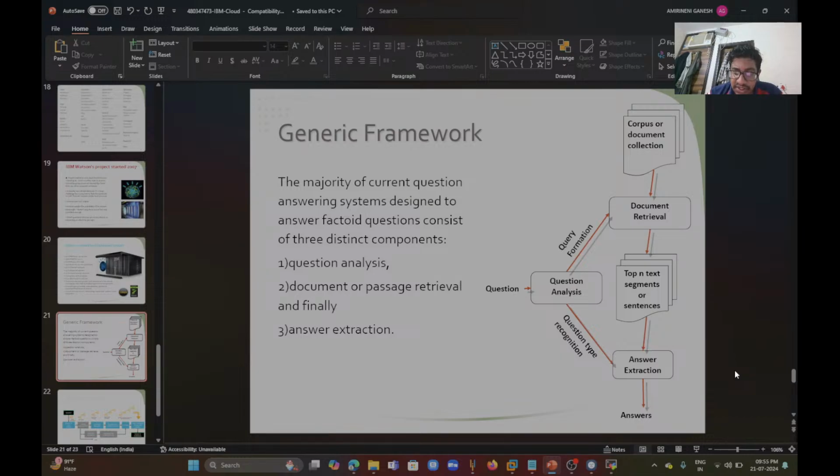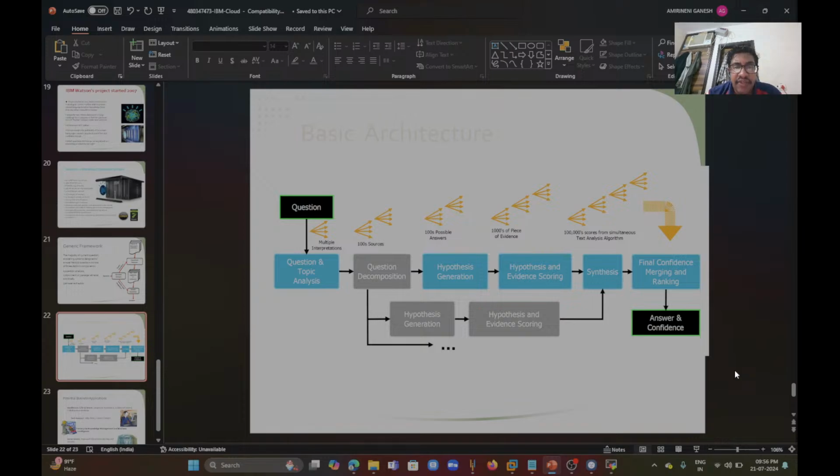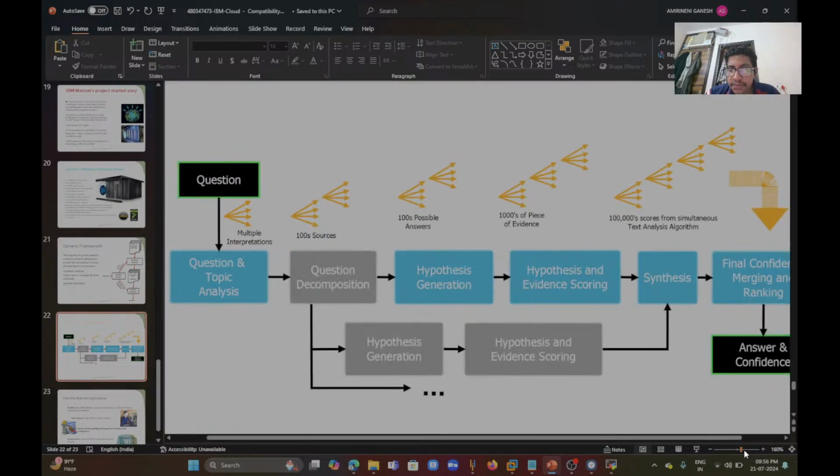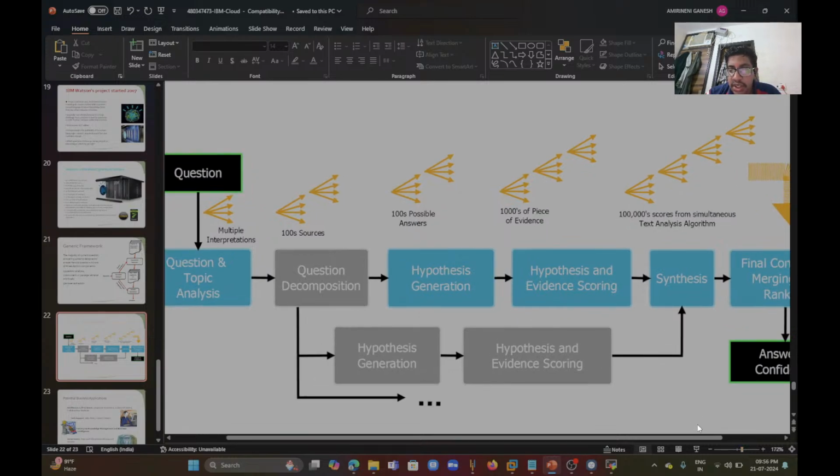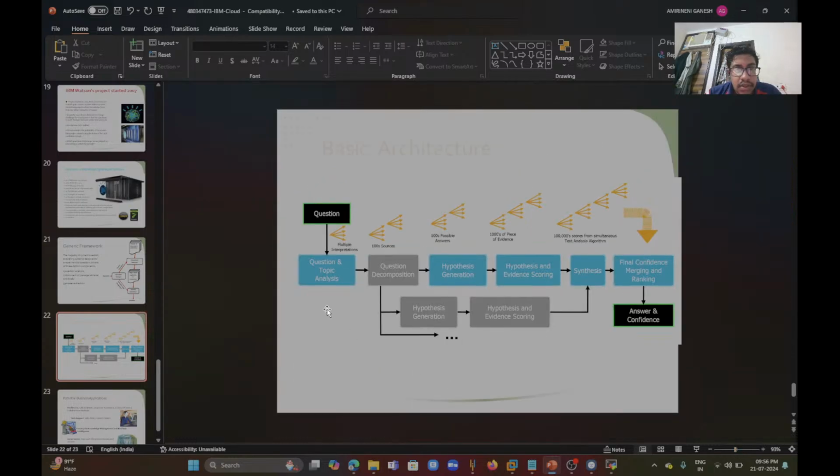Okay, IBM Watson is one of the more popular cloud services. This is the basic cloud architecture. This is the IBM cloud architecture. Here we have question topic and analysis. In this, multiple interfaces, sources and generation, everything is there one by one: synthesis, hypothesis and evidence, and answers and confidence.